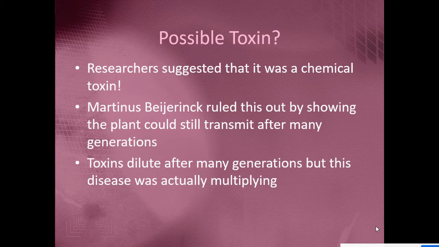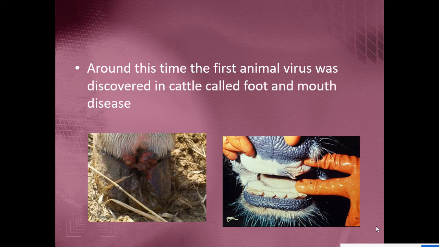Then they thought, well, maybe this is some type of a toxin. Maybe we were doing it to ourselves. Maybe it was a chemical toxin. So Martinus Beijerinck, I'm not even going to try to say that one, ruled this out by showing the plant could still transmit after many generations. So this toxin, if that's what it was, was staying inside of that plant for generation after generation after generation. Normally, toxins will dilute, but in this particular case, it wasn't diluting. It was actually becoming more powerful.